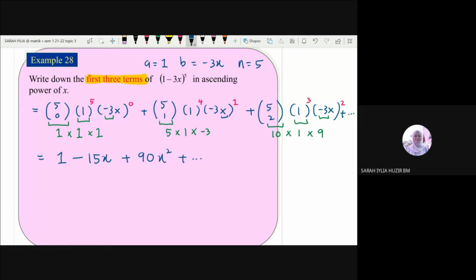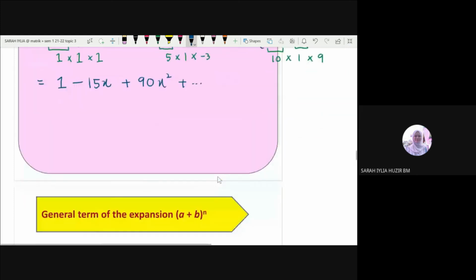Okay. Settle. Ada apa-apa nak tanya? Untuk expansion? Kita kena ingat template je lah. Kuasa tu, siapa kuasa menaik, siapa kuasa menurun, hati-hati simplify. Dapatlah expansion. Okay. Kita proceed next.